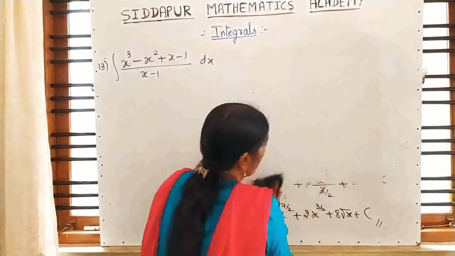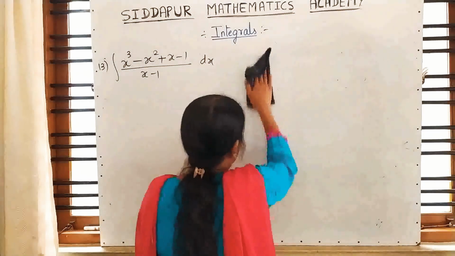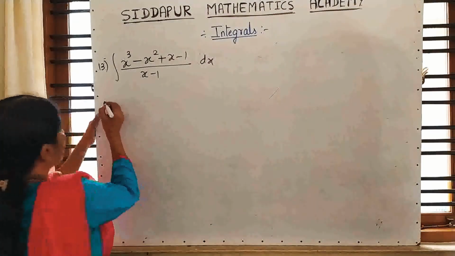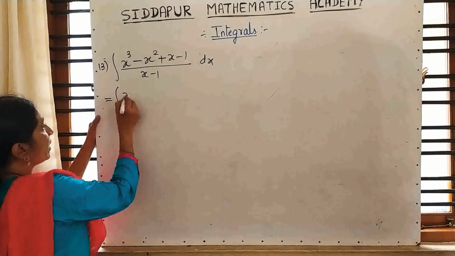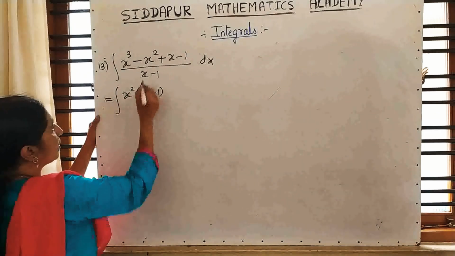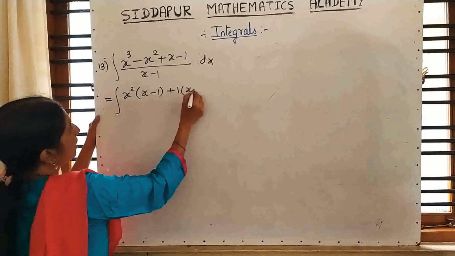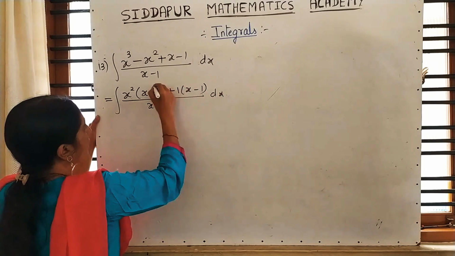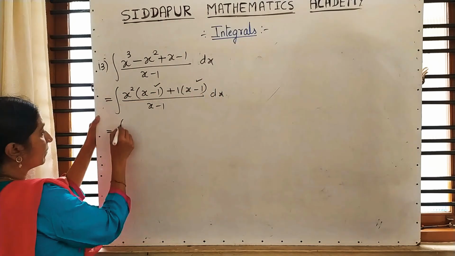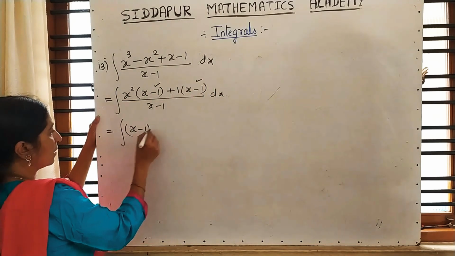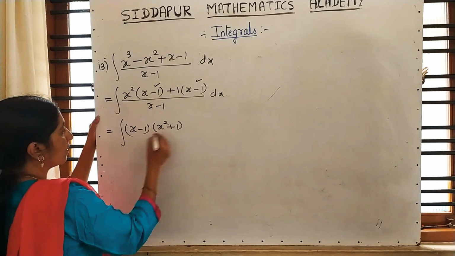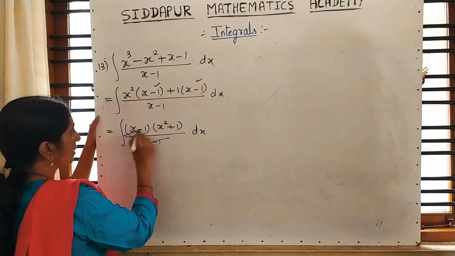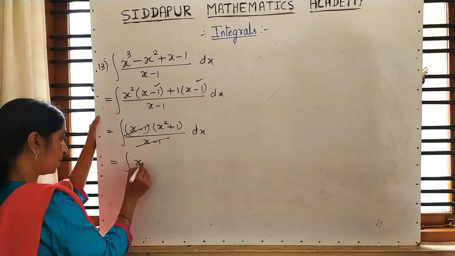Or one more method, if you are thorough in the calculations and really if you are interested in mathematics, here in the first two terms x square is common, x minus 1. In the next two terms nothing, that means 1 I took common, and this bracket and this bracket are common. What is remaining? X square plus 1 divided by x minus 1. X minus 1 gets cancelled.